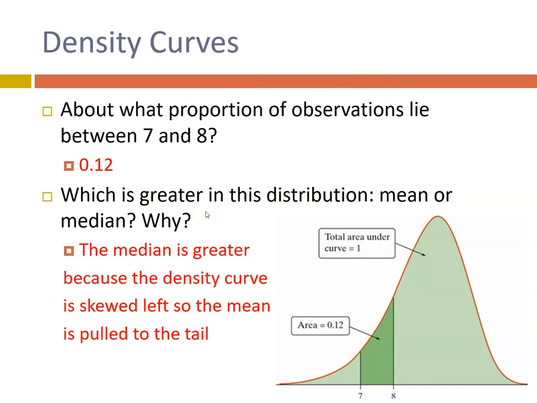And then which is going to be greater? Well, the median will be greater because the density curve is skewed left, so the mean is pulled to that tail. If I had to estimate, I'd say that this line here would represent the median, and then this line to the left of it would represent the mean.